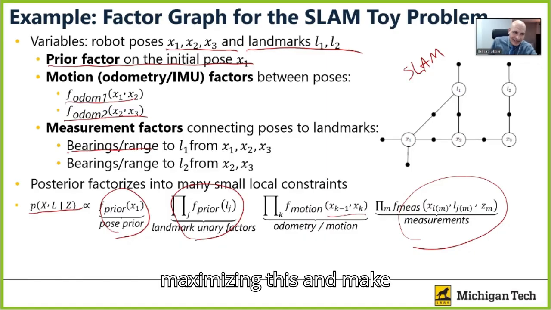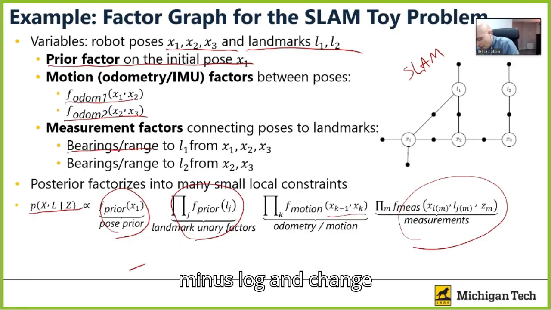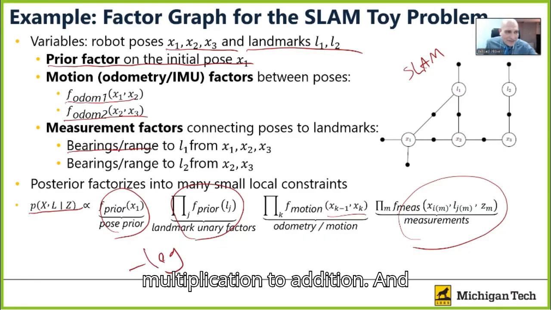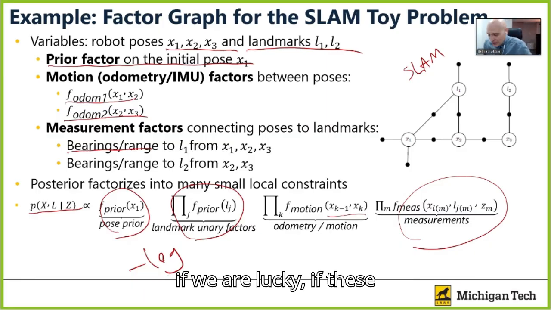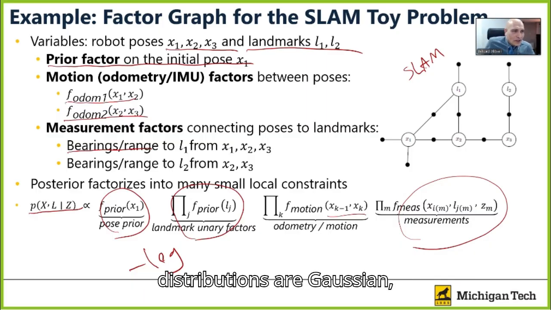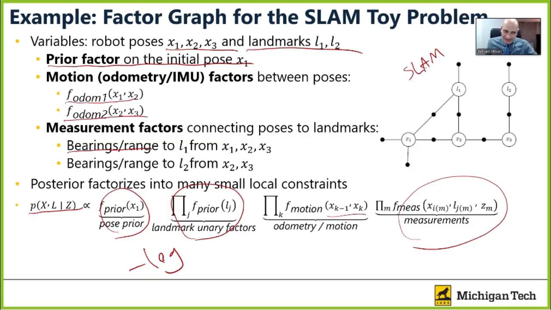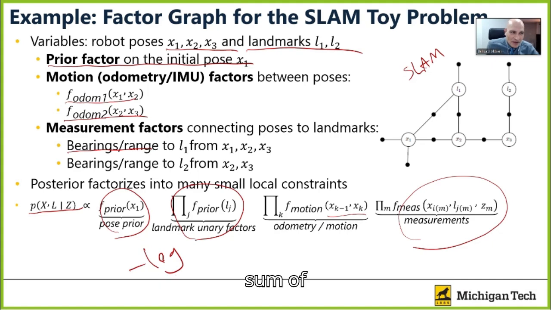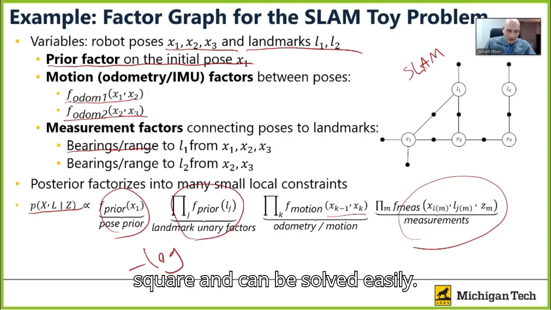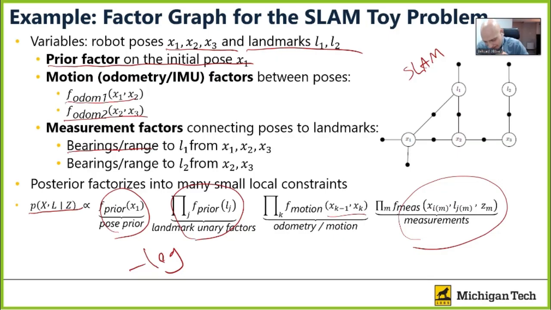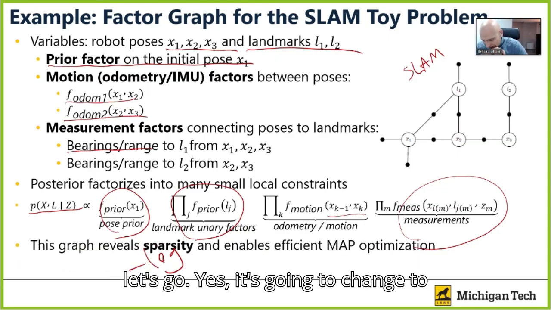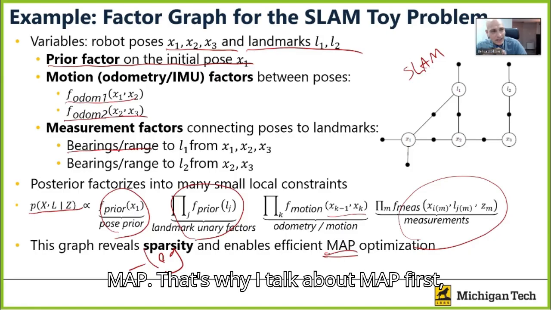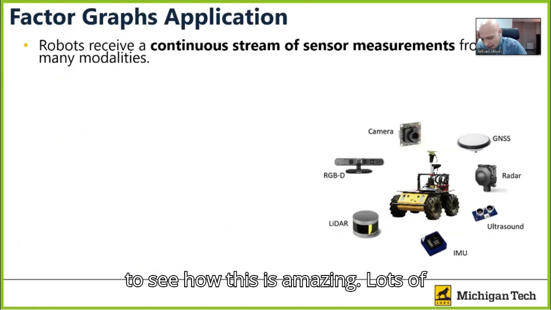Maximizing this and make minus log and change multiplication to addition. And if we are lucky, if these distributions are Gaussian, even the exponential is going to disappear, and it's going to change to sum of a square and can be solved easily. Okay, so because we don't have time, let's go. Yes, it's going to change to MAP. That's why I talk about MAP first, to see how amazing this is.